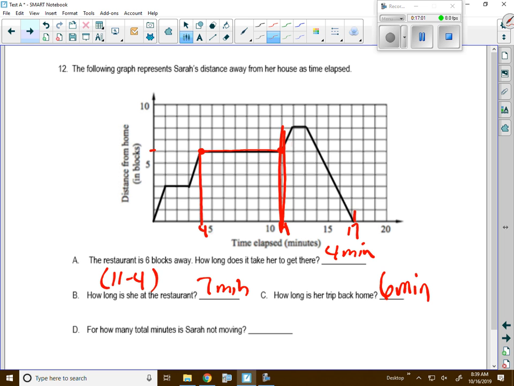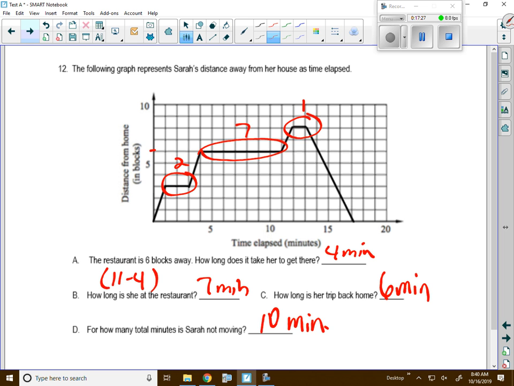And then for how many total minutes is Sarah not moving? How do you know she's not moving? It's a straight line. So right here is 2. Right here is 7. And right here is 1. So that's a total of 10. Any questions or issues on those?